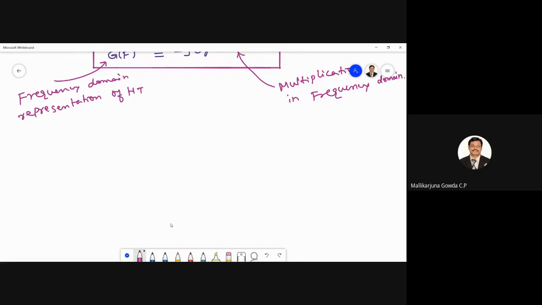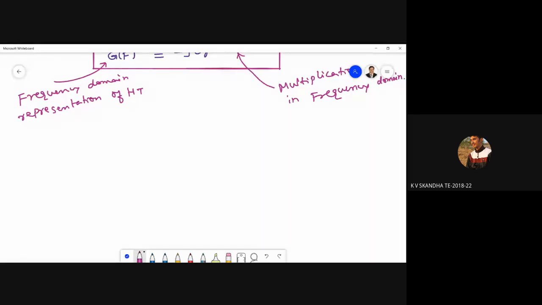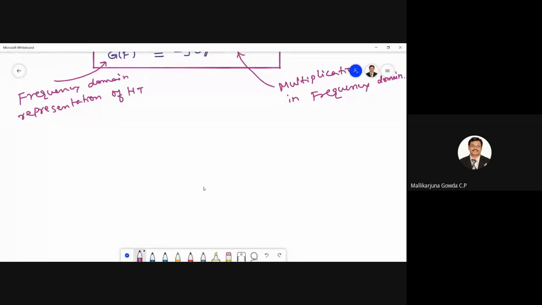What's Skanda? Skanda Prithvi. j omega into capital X of f. Okay, j omega. Omega is nothing but 2 pi f, right? So j 2 pi f into X of f. That is the derivative property. Okay, so you just have a note of this line.